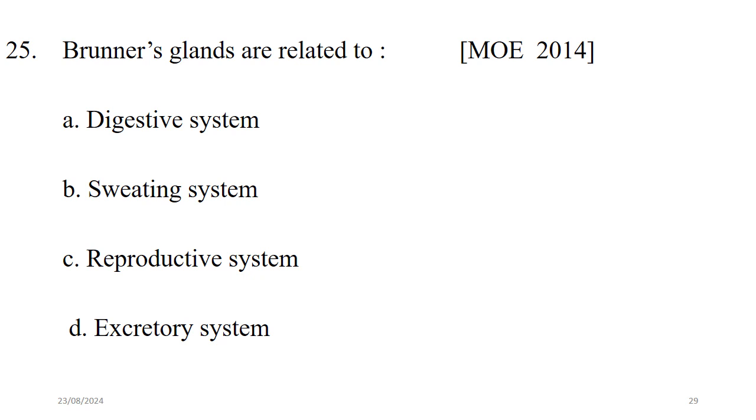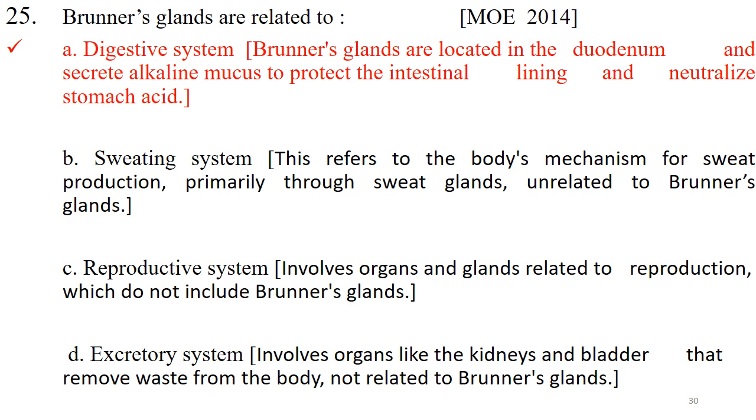Question number 25. Brunner's glands are related to. The options are A, digestive system, B, sweating system, C, reproductive system, and D, excretory system. The correct answer is option A, digestive system, because Brunner's glands are located in the duodenum and secrete alkaline mucus to protect the intestinal lining and neutralize stomach acid.